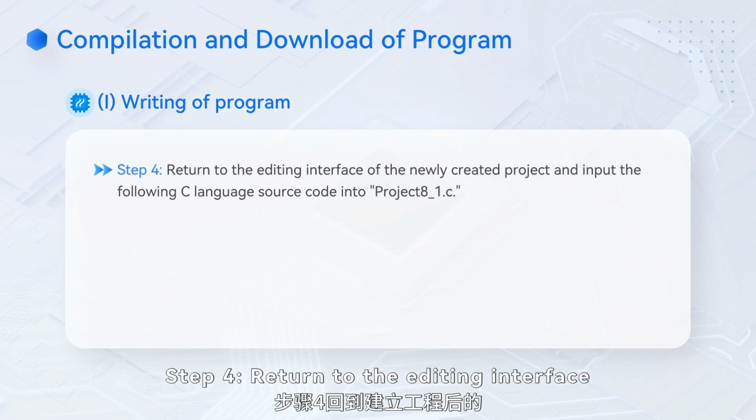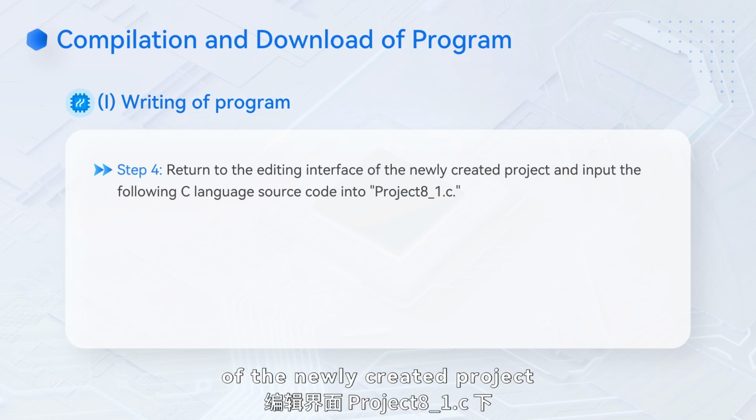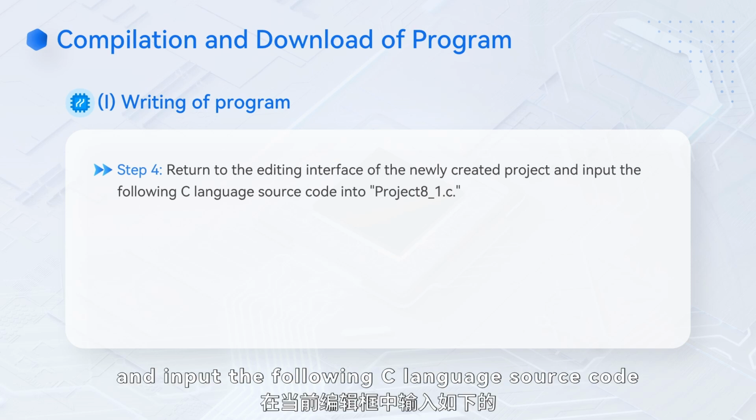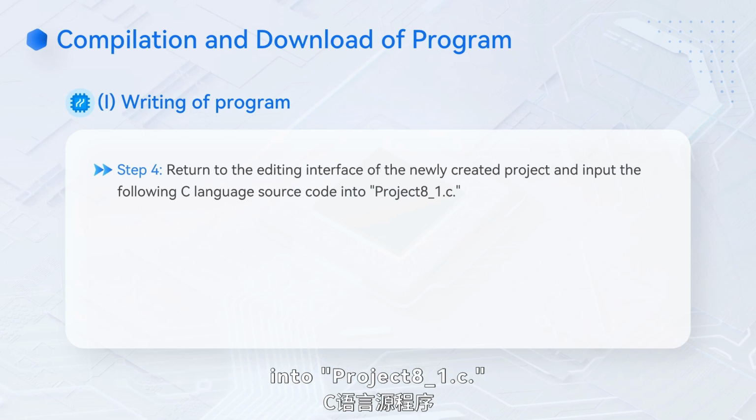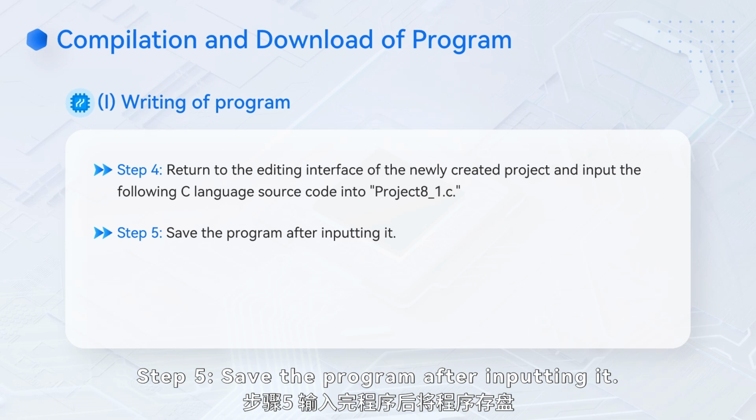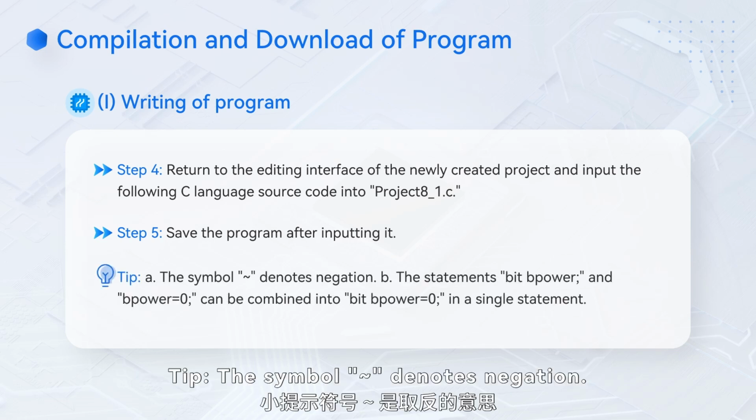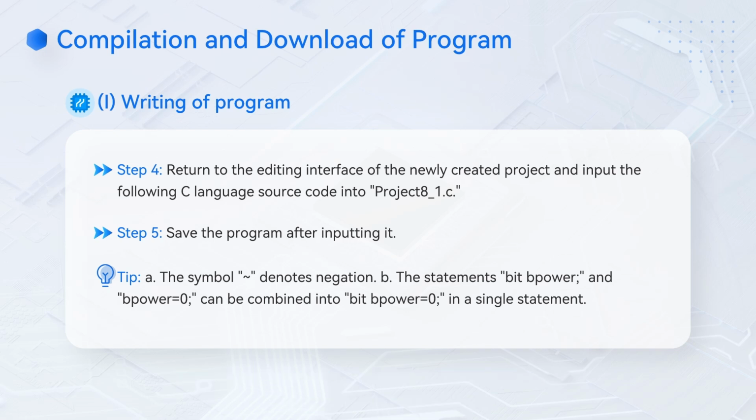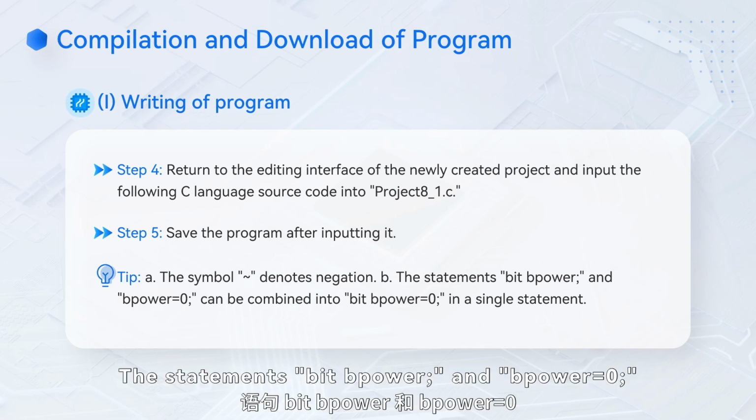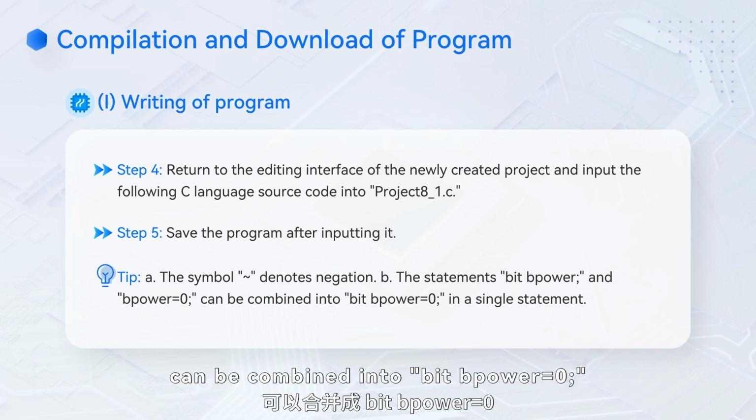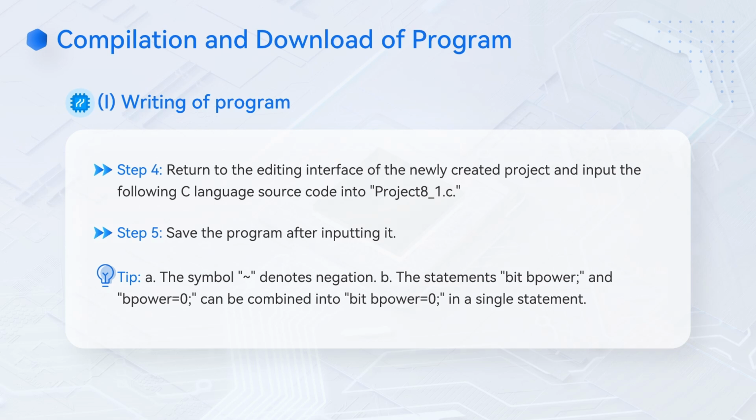Step 4. Return to the editing interface of the newly created project and input the following C language source code into project8_1.c. Step 5. Save the program after inputting it. Tip: the symbol tilde denotes negation. The statements bit power and power equals 0 can be combined into bit power equals 0 in a single statement.